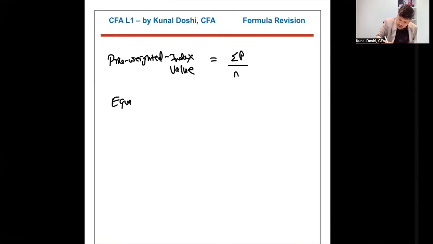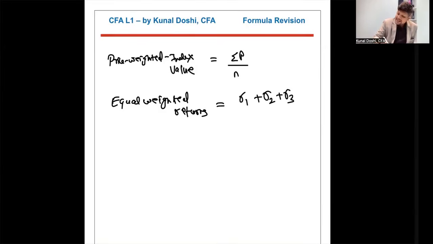Equal weighted, equal weighted. Now in equal weighted, remember, what will you calculate for each security? Equal weighted returns you will calculate first. So you will calculate return for security 1, return for security 2, return for security 3. Let's say it's 3 years, 3 securities, and then simply divide by n, the number of securities. That's how you get equal weighted returns.